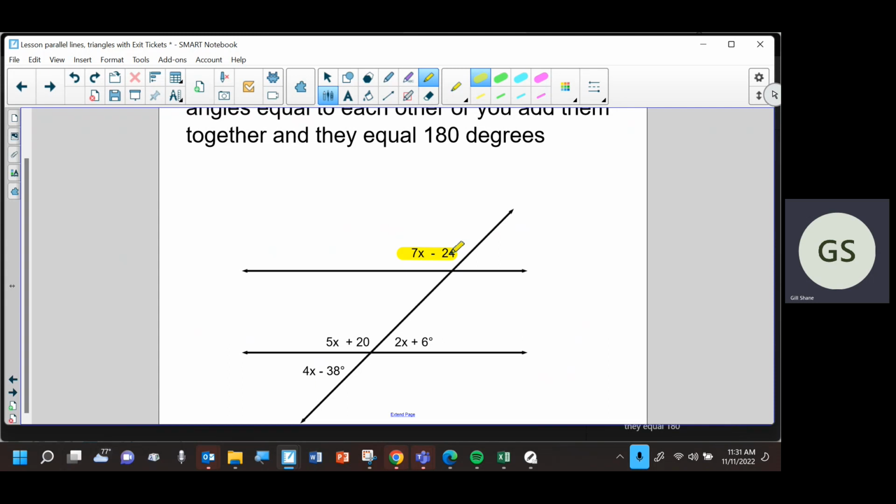How do you know if you need to set them equal? What would be your giveaway? Based on everything we just learned, why do I need to set those two equal versus I need to add them together to be 180?